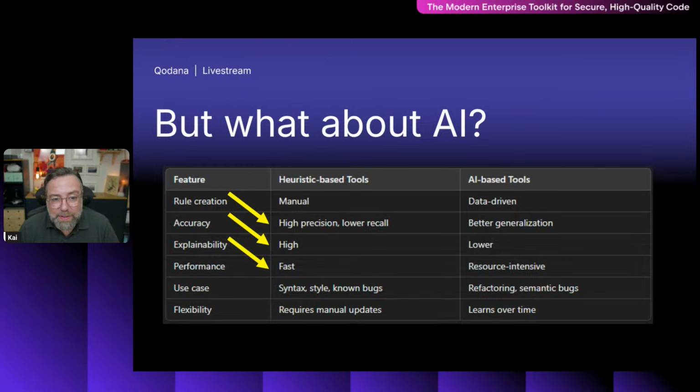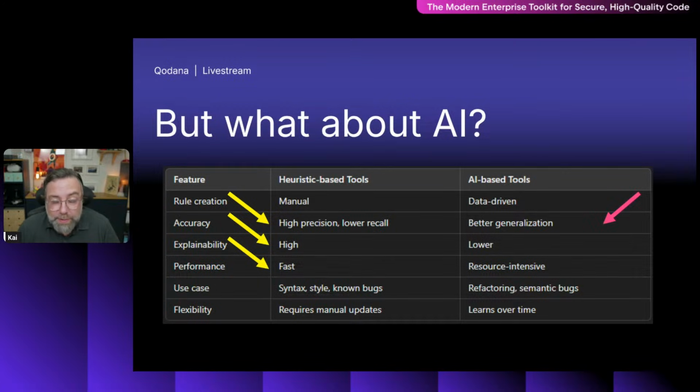Last but not least, performance. Heuristic-based tools are still, depending on the use case, much faster than AI-based analysis tools. Which apparently in a modern SDLC process is really, really important, because coming back to the initial challenges that we spoke about, time to market and not slowing down are all very important issues.